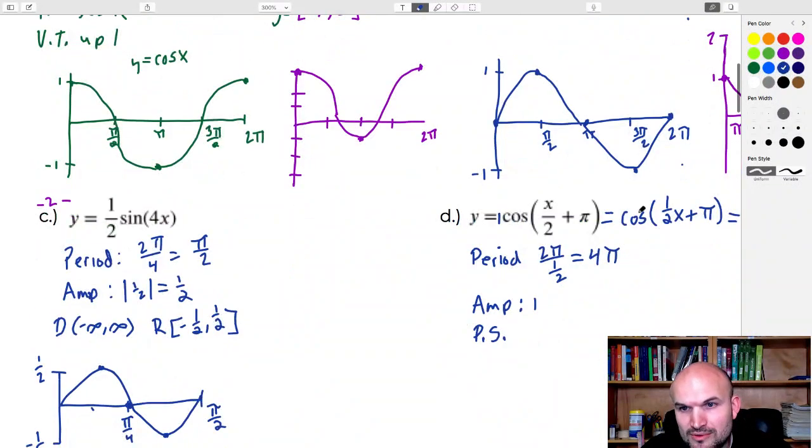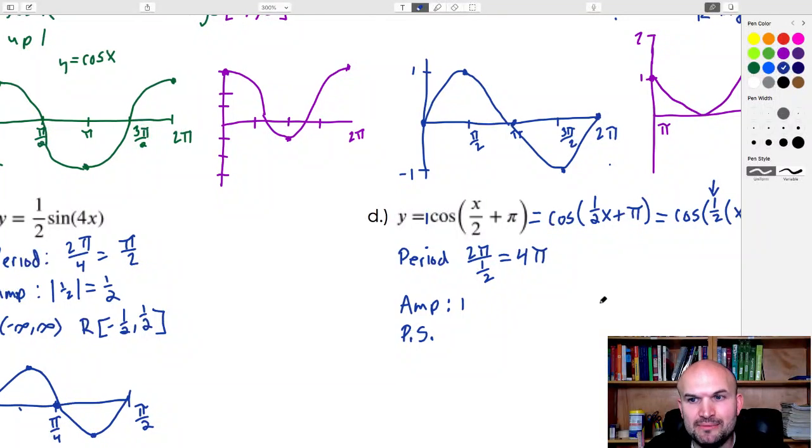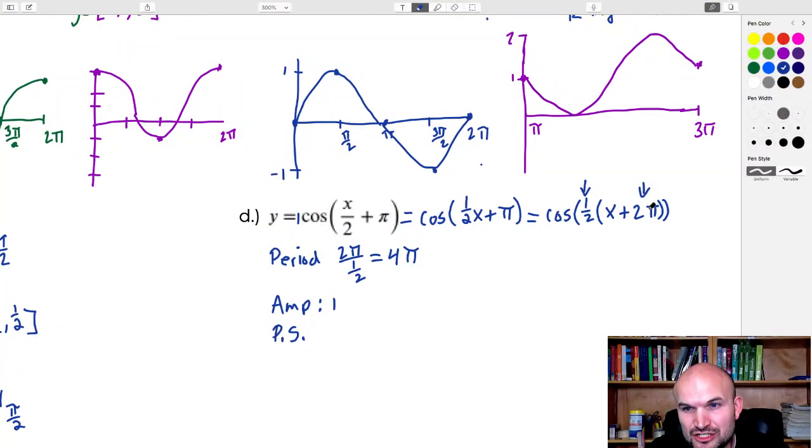In this case, though, since we have a b, we have to make sure we factor it out. We don't want to say it's left pi, because when we factor that out, we see we're actually going to the left 2 pi. So my phase shift is going to be left 2 pi. And then I don't have a vertical transformation at all, so we're done there.